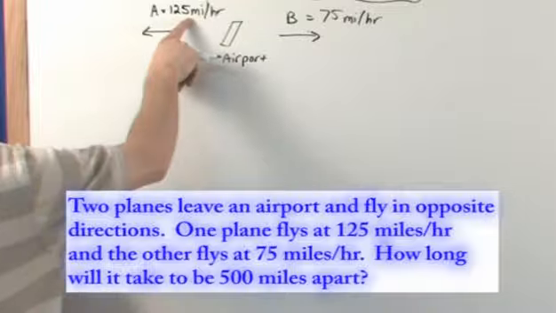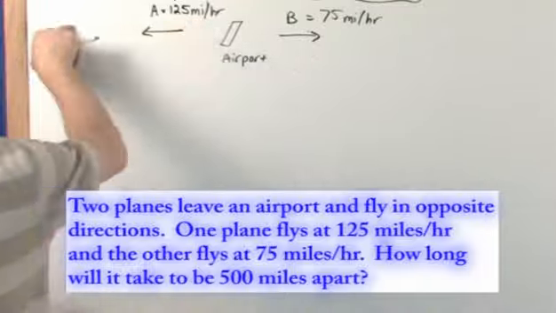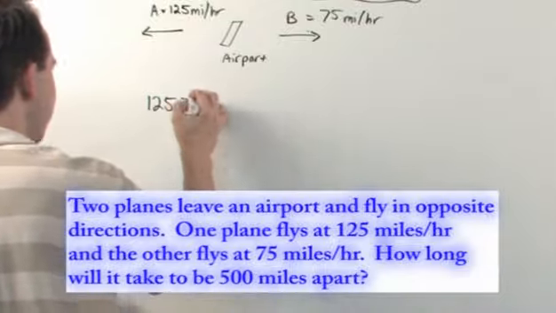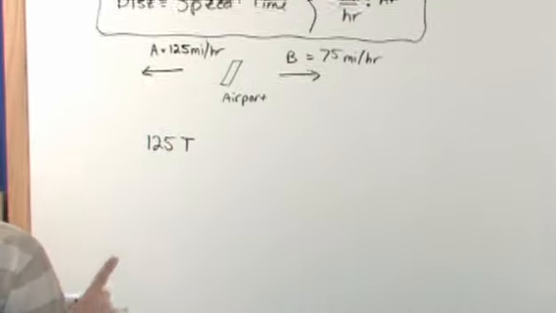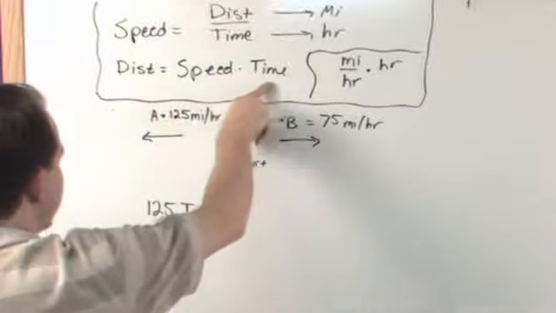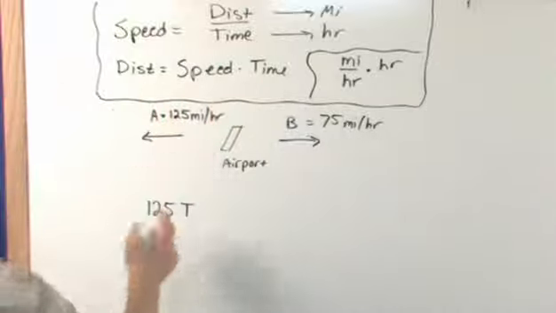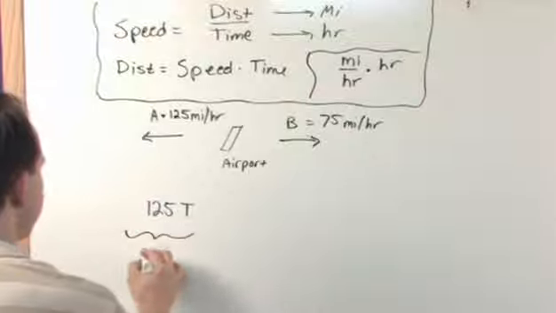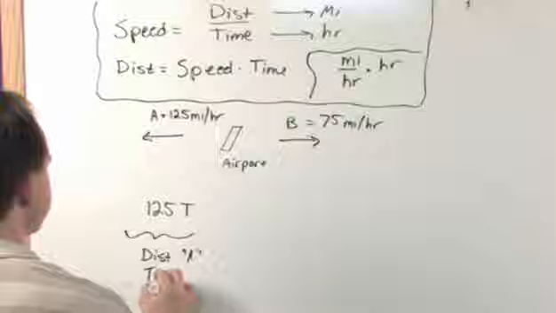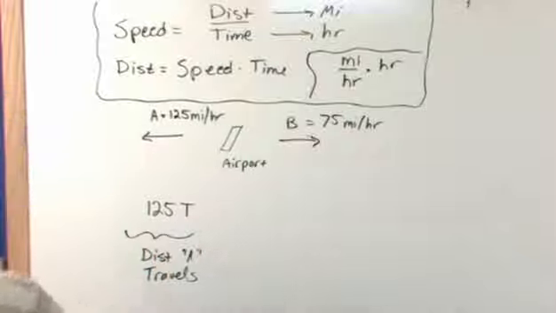So the distance that this plane travels is going to be 125 times the time traveled. Now think about that for a second. That's why I put this up here. Distance is speed times time, right? This is the distance plane A travels in time t, which we don't know. That's what we're trying to solve for. How long does it take?